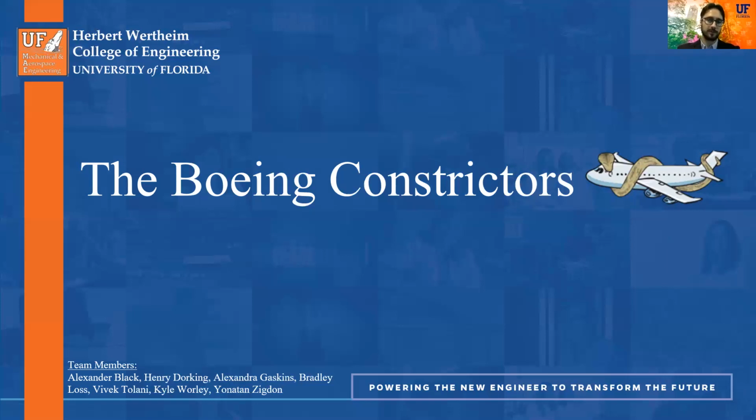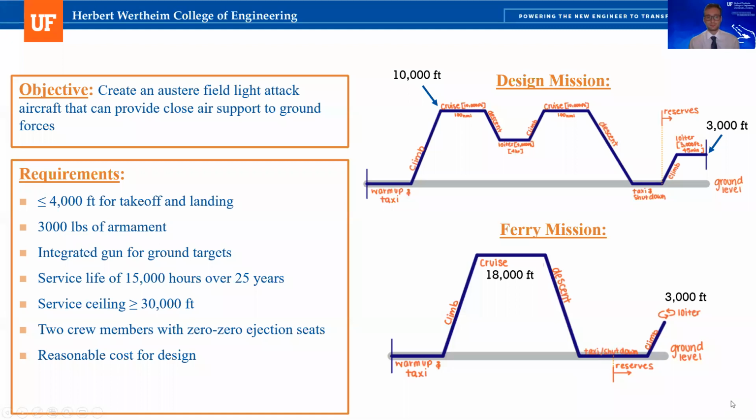I'm Alexander Black. I'm Henry Dorking. I'm Alexander Gaskins. I'm Bradley Lawes. I'm Vivek Tolani. I'm Kyle Worley. And I'm Yoni Zigden. And next, we're going to be talking about the objectives and requirements for this aircraft.